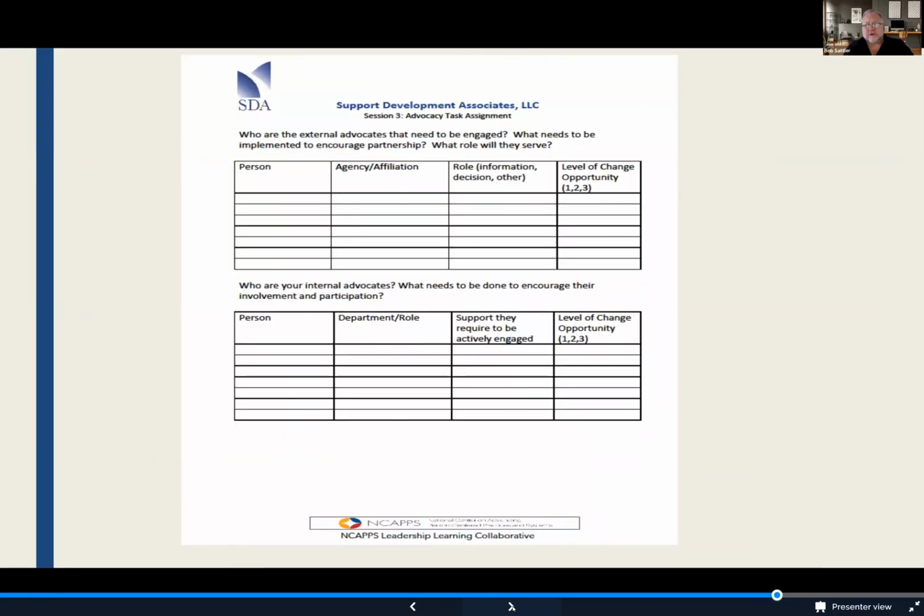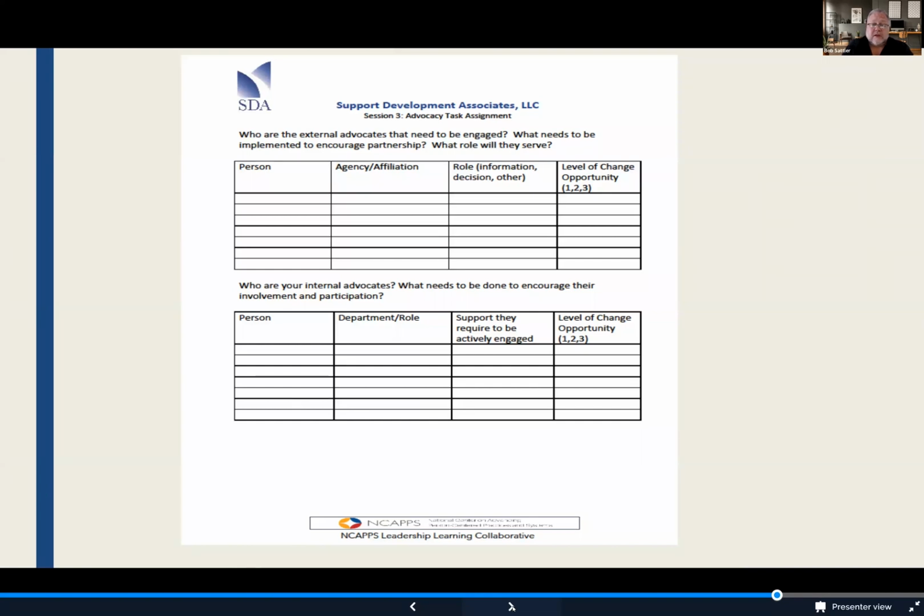So as Tanya mentioned, this is the form that we would like you to complete as you think about advocates and how we look at expanding advocates and what we can do to really make that work well. You'll see that our top table is for external advocates, where we really want you to think about who is that person that could be a good external advocate for us, and what agency do they work for, what affiliation do they have, if it's for a collective group or something. That can help us figure out, are we getting the right people at the table?